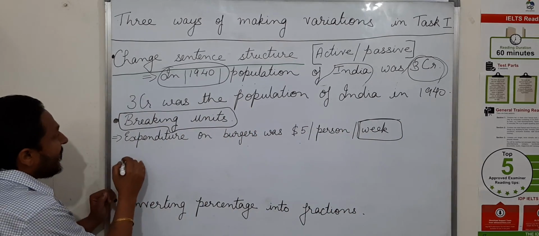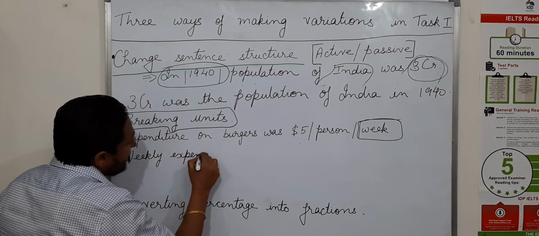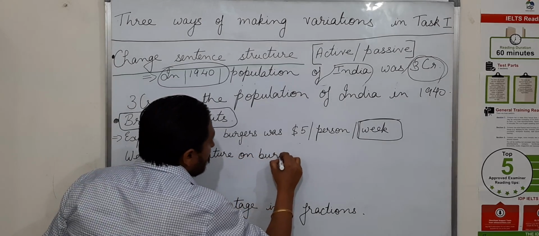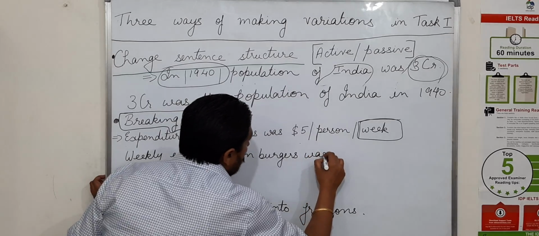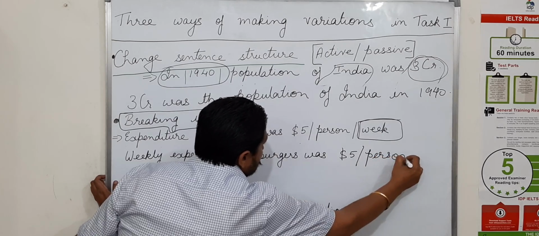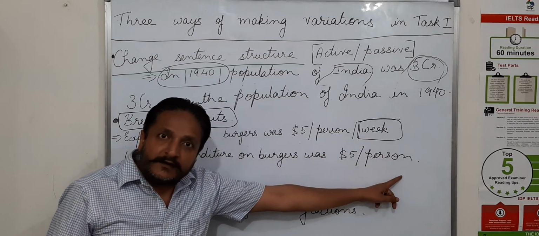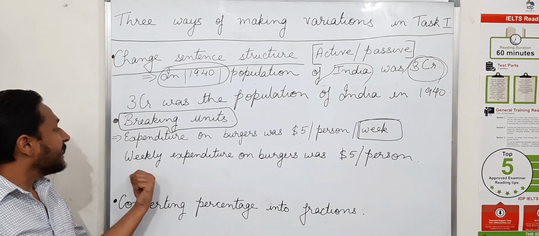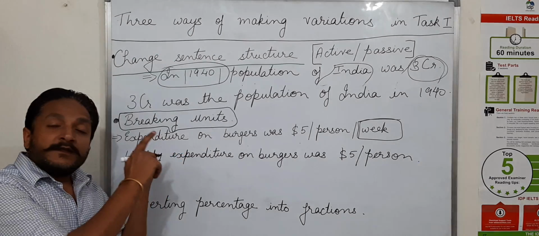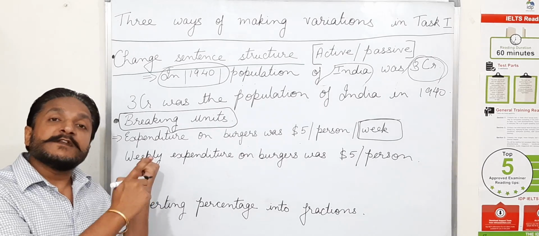I can say that weekly expenditure on burgers was $5 per person. So in the second sentence, I will not include week over here because I have already written weekly expenditure in the beginning of the sentence. So I have broken the units and I have rephrased the sentence to make sure that we bring the variation.